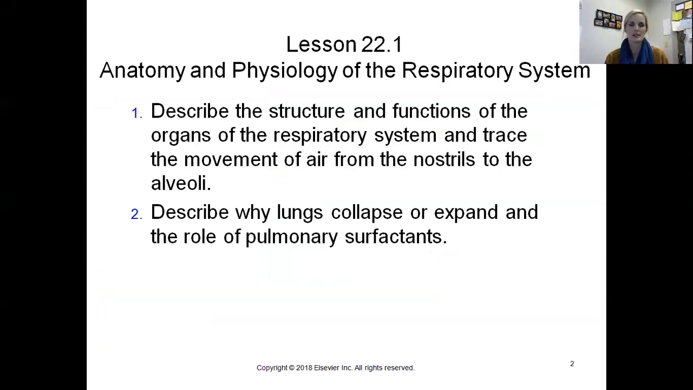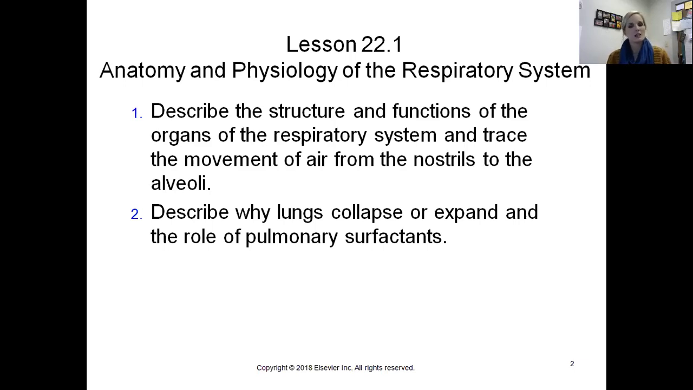We're going to look at the anatomy of the respiratory system. I do have a diagram for you guys to follow along with me in this video. We'll talk about how air moves from the nostrils, how we breathe that in, all the way to what's called the alveoli in our lungs. It's the alveoli that will then pass on that oxygen into our blood capillaries. So that's kind of the end stage of respiration. We'll follow that entire pathway.